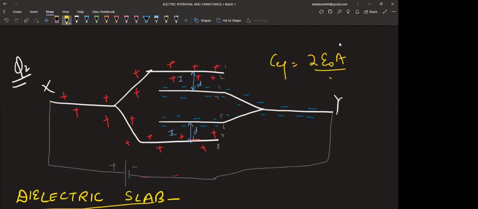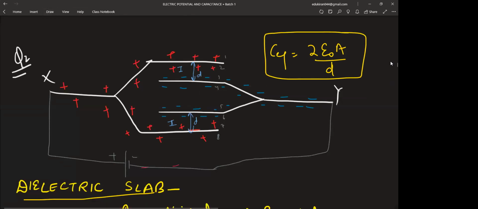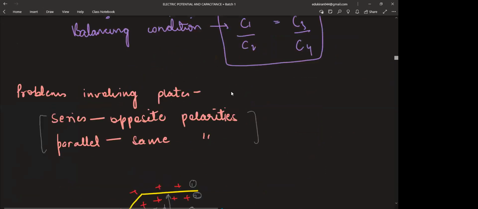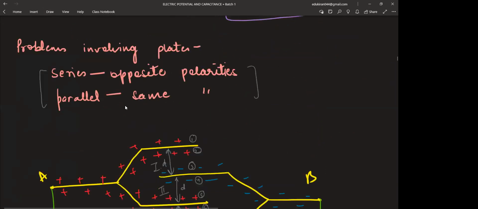These types of questions won't be seen anywhere else. They are particularly for your capacitor portion. That's why we are practicing some different, unique types of questions. So opposite polarities are in series and the same side we write as parallel. This is of no use otherwise, but just write it for theoretical purposes.